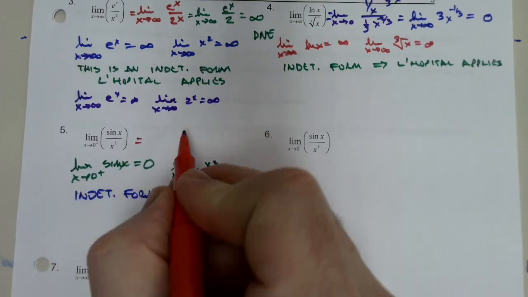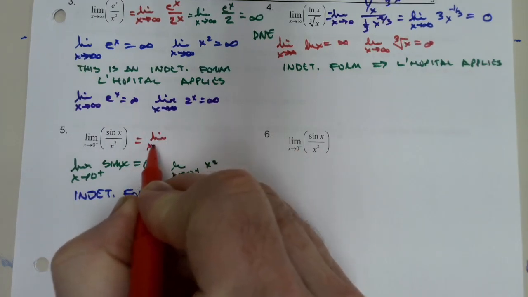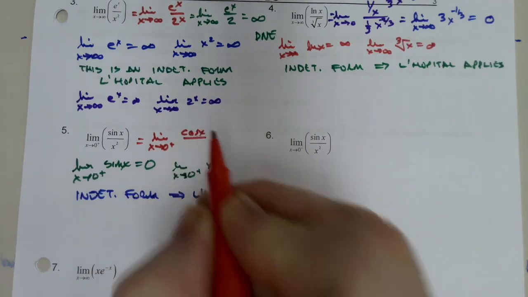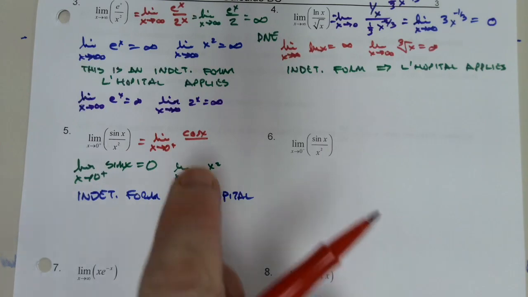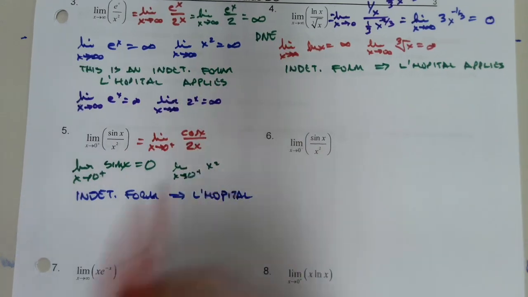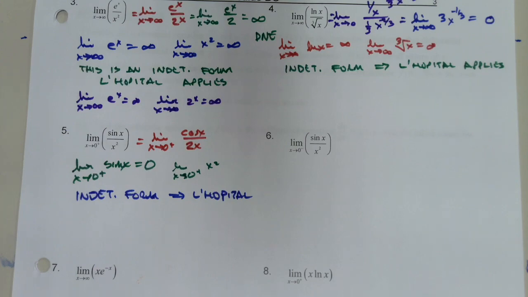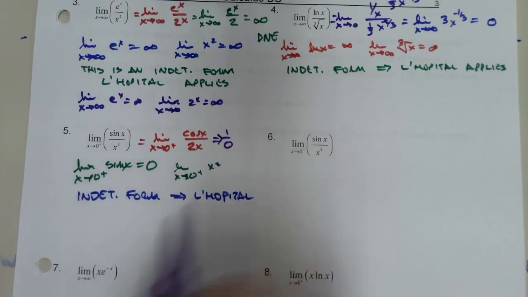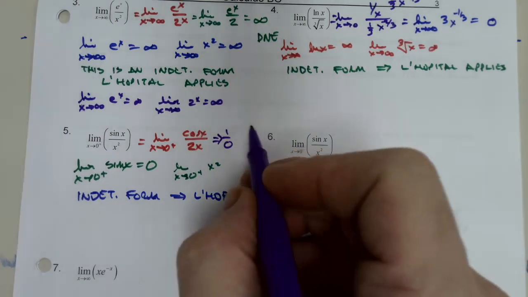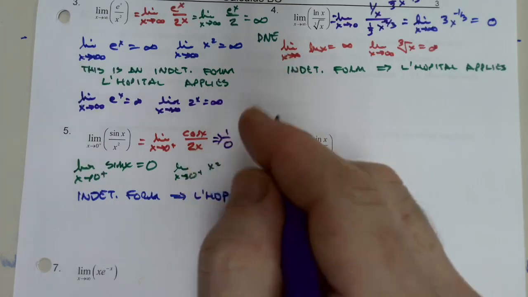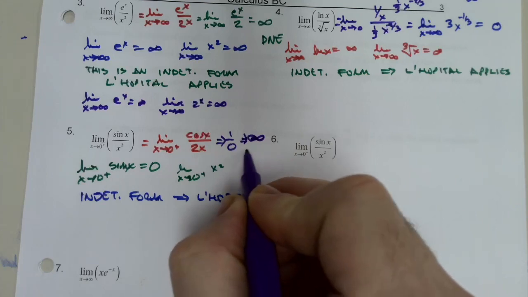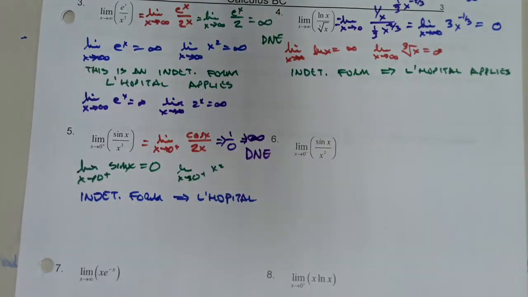So, let's take our derivatives here. Limit as x goes to 0 from the right. Derivative of sine of x is cosine of x. Derivative of our denominator is going to be 2x. As x goes to 0, this is going to end up being 1 divided by 0, okay, which we know can't exist. Therefore, this is an infinity, or does not exist.